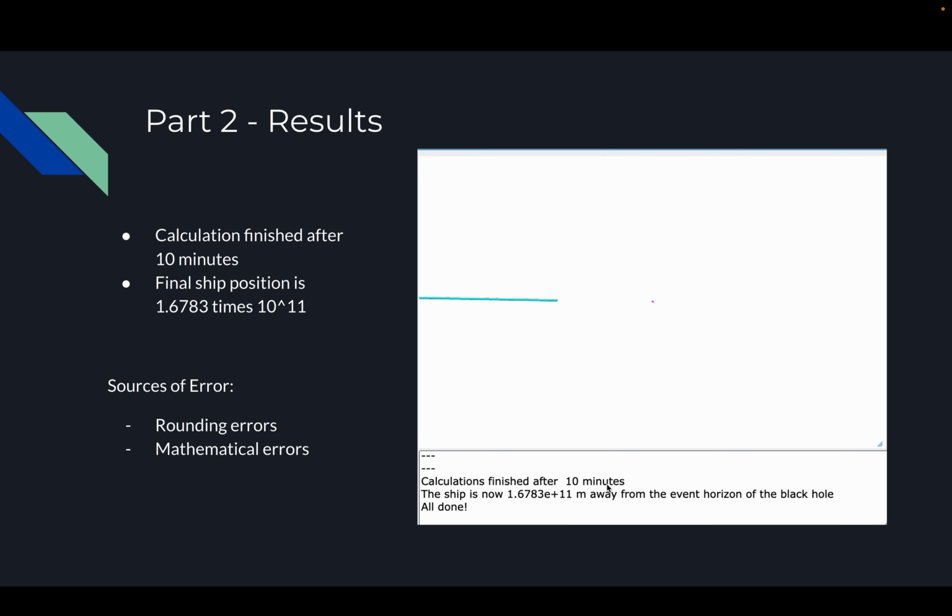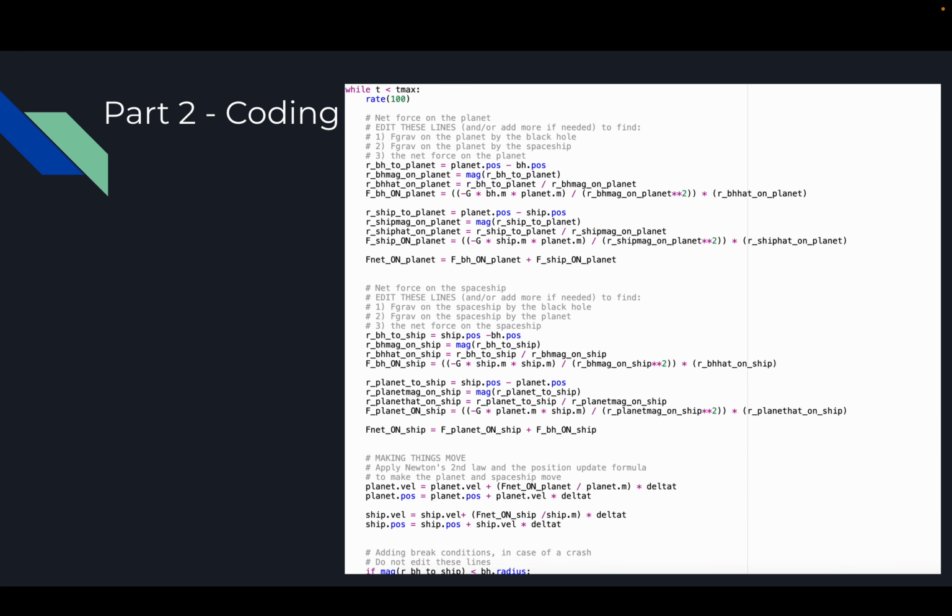And so the results, calculations finished after 10 minutes. Our final ship position is 1.67 times 10 to the 11. And some sources of error include rounding errors as well as mathematical errors. And something also to note is that in here we try to find the net force in every single direction. For example, the ship to the planet and the planet to the ship and all of this. We can find the total net force of the entire system and use that.